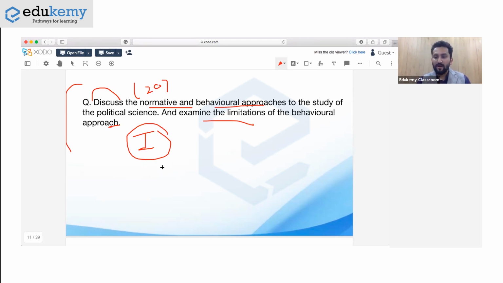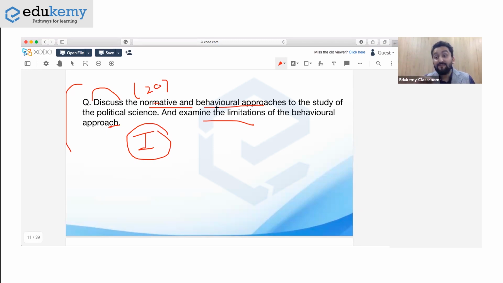Now, broadly, you should have three points in mind. Okay. First of all, why we have approaches in political science. Why we have different approaches. Why we have this chapter, this unit. Why we read different approaches to political theory. Zarurat kya hai iski? Right? Then what is the normative approach? What is the behavioral approach? You just need to use one or one and a half lines, not more than that.